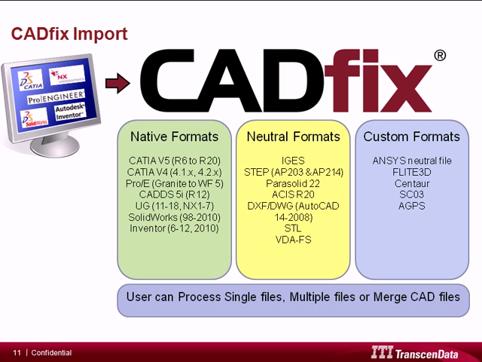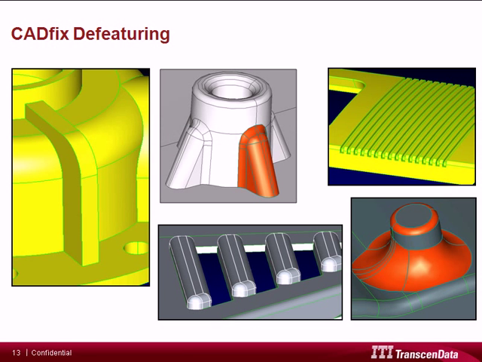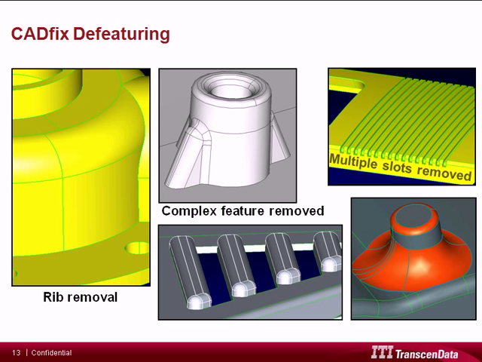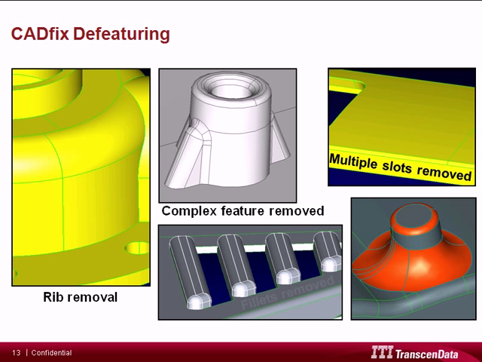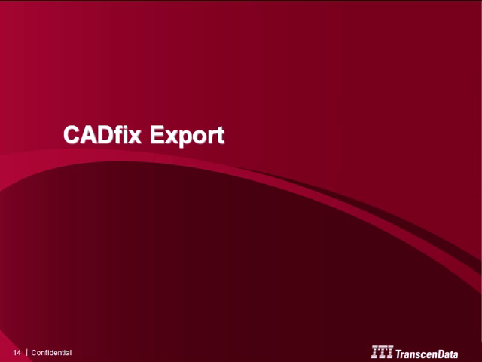When processing models, the user has a choice of processing an individual file, multiple files in sequence, or merging multiple models into one database. With CADfix, you can simplify your models for analysis or manufacturing. Here we have a few examples of CADfix's advanced defeaturing module being used to remove ribs, fillets, and features. As well as these examples, the advanced defeaturing module provides a wide range of tools to aid in model simplification.